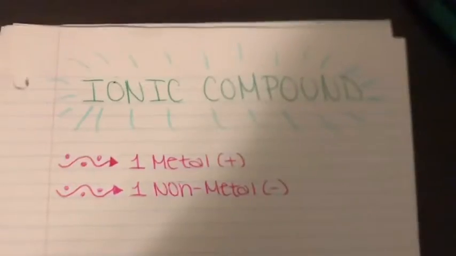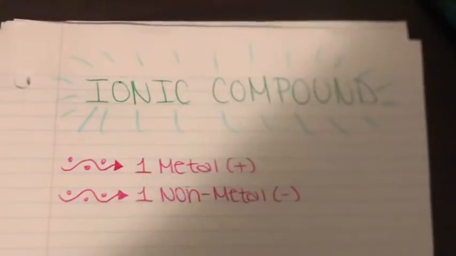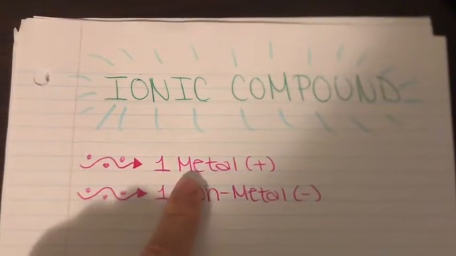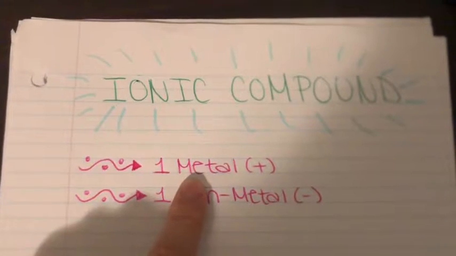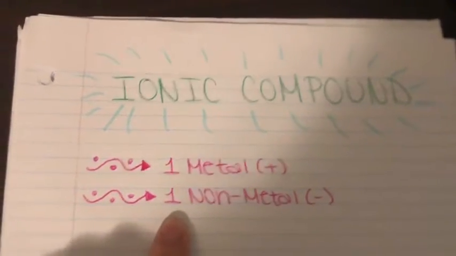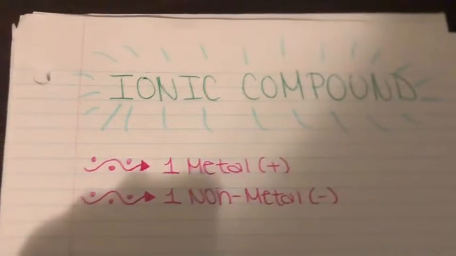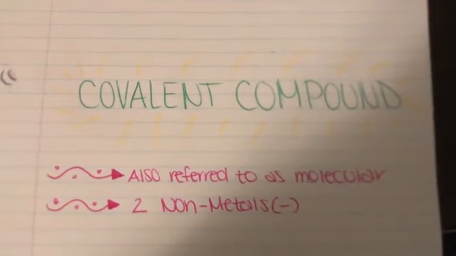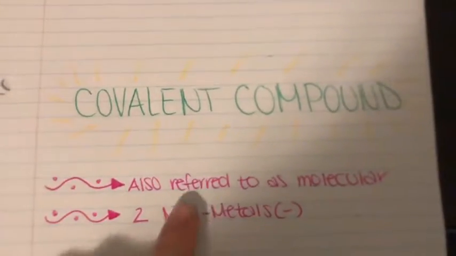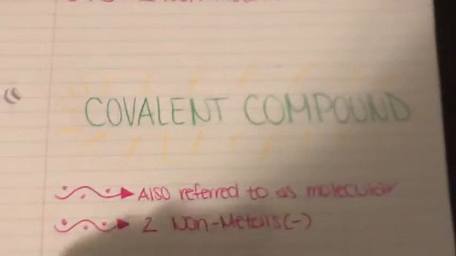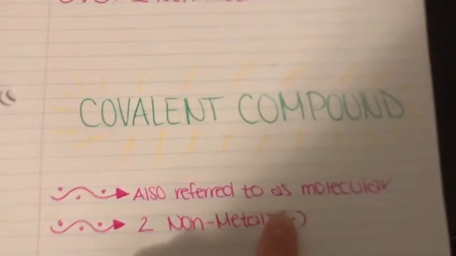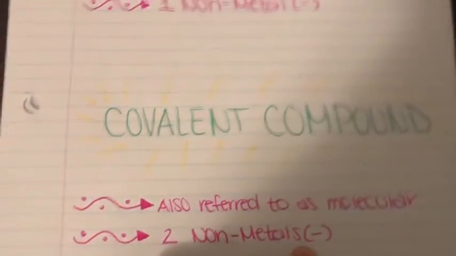chemicals. The first compound we have is called the ionic compound, which is composed of one metal, which is positive, also known as a cation, and one non-metal, which is negative, which is known as an anion. The other compound that we know of is covalent compounds, also referred to as molecular, and this is composed of two non-metals, which are negative, and again, anion.